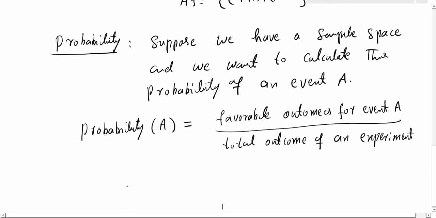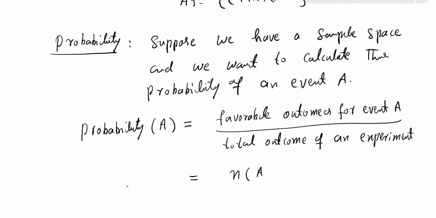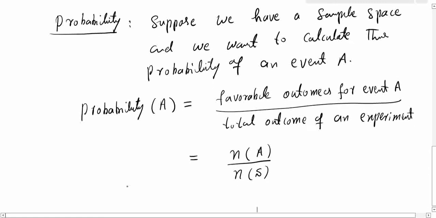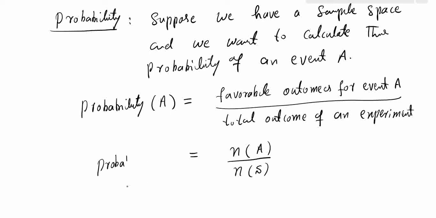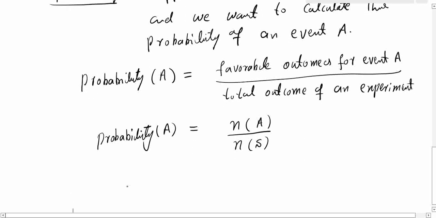You can write this simply like this. Suppose I write N(A), this means the favorable outcomes for event A, and the total outcomes of the experiment, which is N(S). I will just use this notation here. So this is now the probability of event A. Okay, so the probability of event A is the favorable outcomes for event A divided by the total number of outcomes of an experiment.